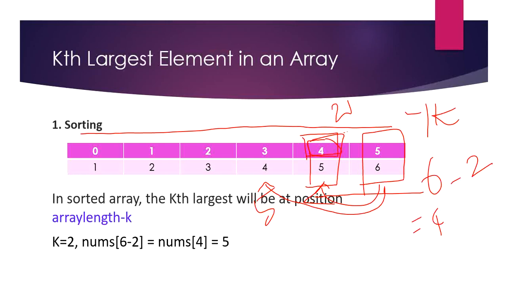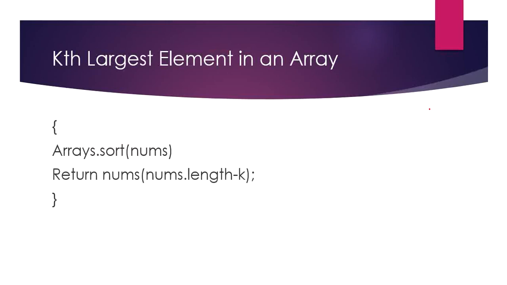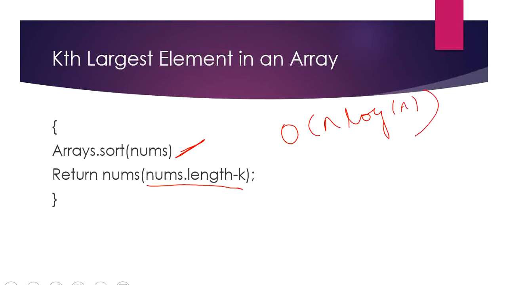So our code goes like this. It is a two-line code where we use a predefined function to sort our array and then return the number present at the position nums.length minus k. So it is a pretty straightforward solution whose time complexity is order of n log n. So it is pretty simple. So how to improve this a bit more in terms of time complexity?